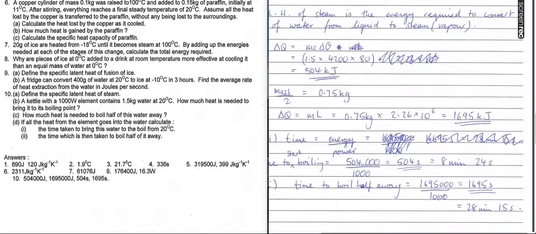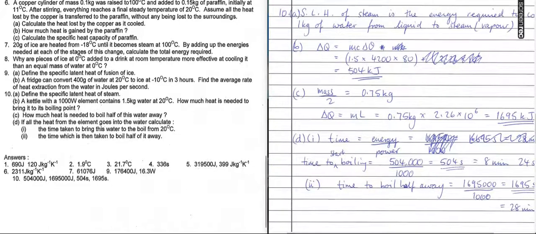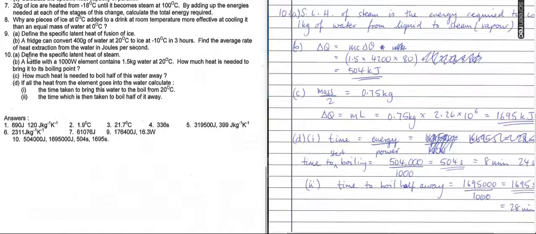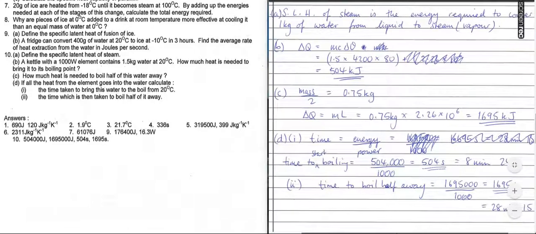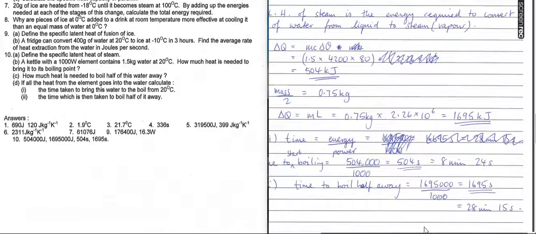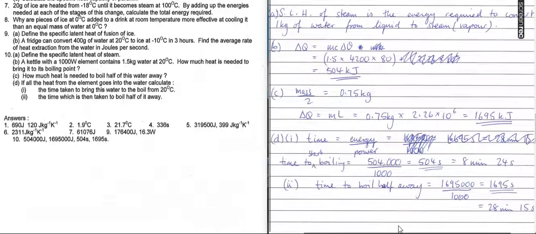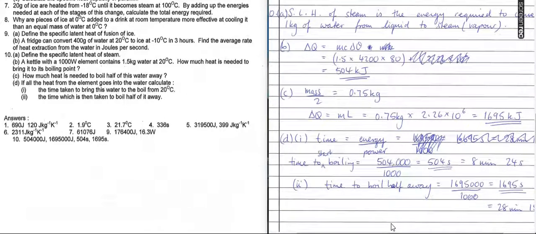And lastly, question 10. 10a, define the specific latent heat of steam. So the specific latent heat of steam is the energy required to convert 1 kilogram of water from liquid to steam. Okay, so specific latent heat of steam, that is.